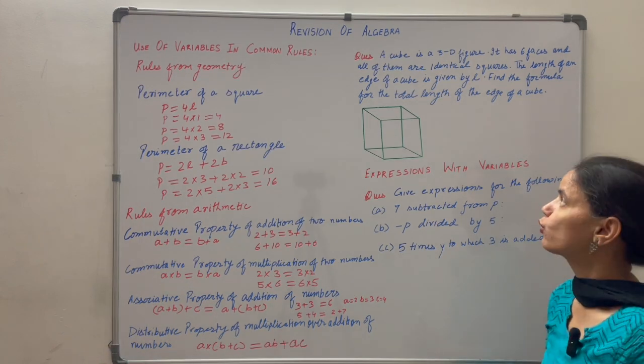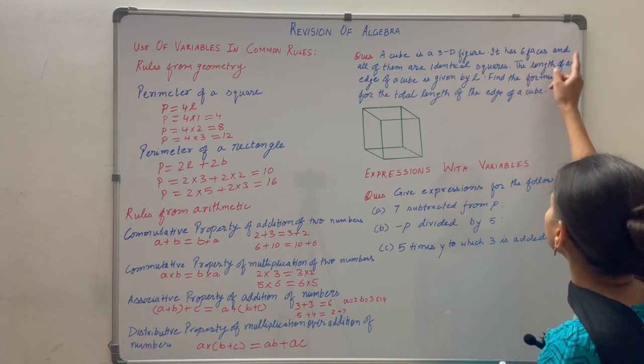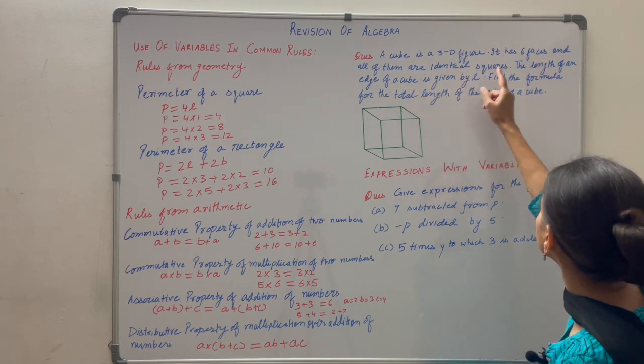Now let us take this question. A cube is a three-dimensional figure. It has six faces and all of them are identical squares.